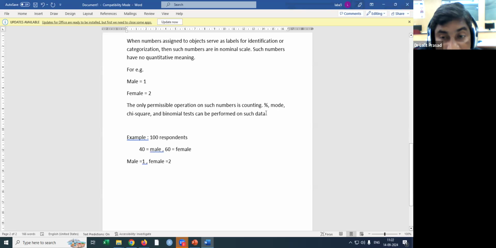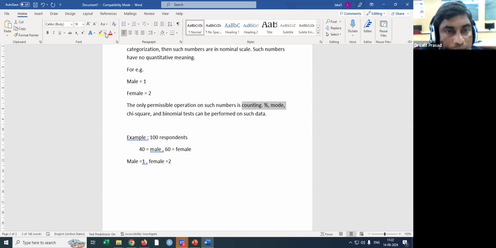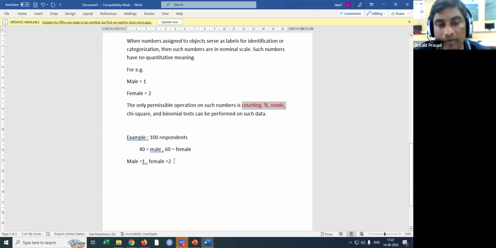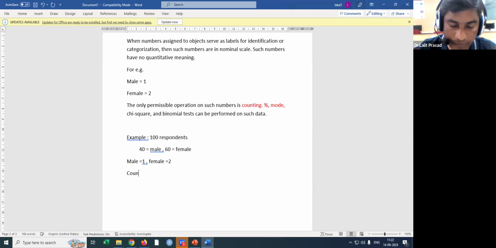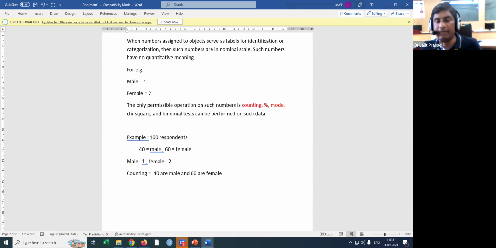What are the permissible operations? Counting, percentage, and mode. The permissible analysis we can do with the nominal scale is counting. How can we say counting? I can say that whatever data I have collected, 40 are male and 60 are female. Please tell me, have I written anything wrong?